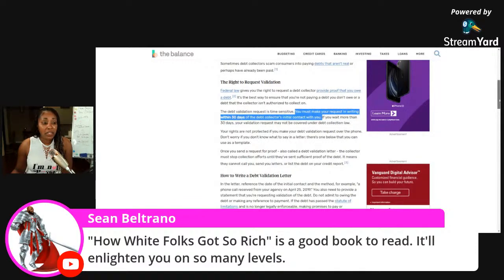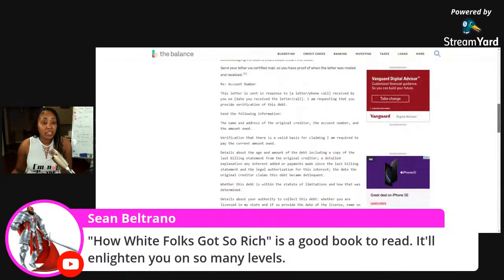There's one below. So let me look at how this letter is worded and see if it will help you. This letter is sent in response to a letter, not a phone call. I wouldn't respond to a phone call, just a letter received by you on this date. I request that you provide verification of this debt. Send the following information. I would not ask this. First of all, it says verification. You're asking for validation. Believe me, when you get into credit and credit repair, you have to know the language and the law.